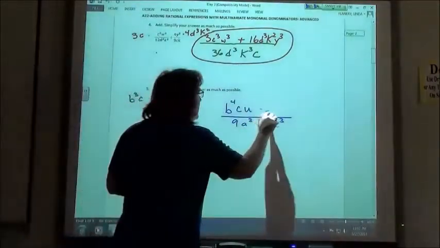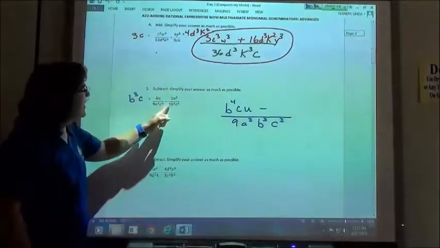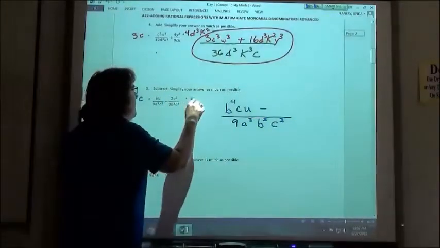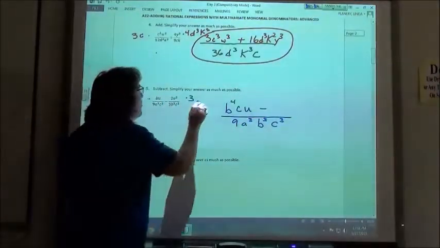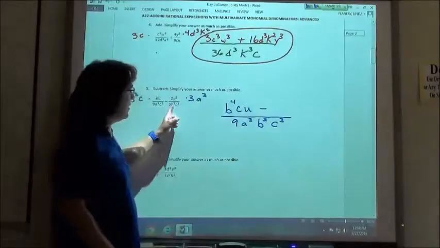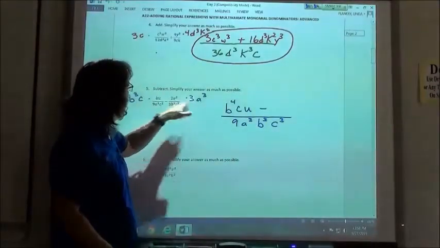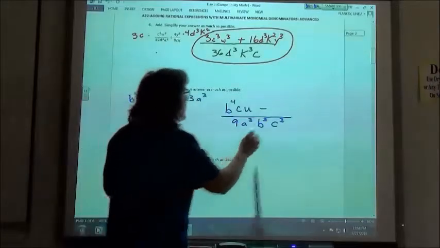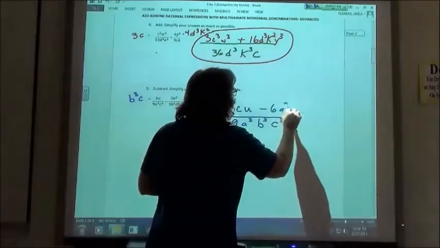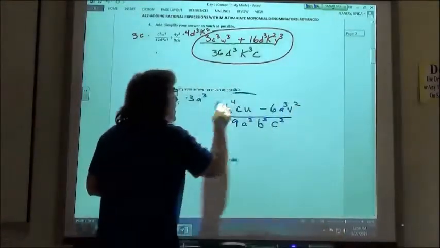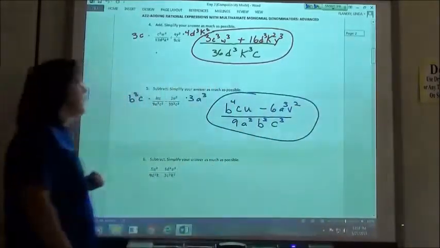Minus. And on the other one, I need to take 3 times 3. I need the a to the third. I've got the b to the third and the c to the third. So I'm going to take 2 times 3, so I'm going to get 6. A to the third, b squared, and that crazy looking thing is going to end up being my answer.